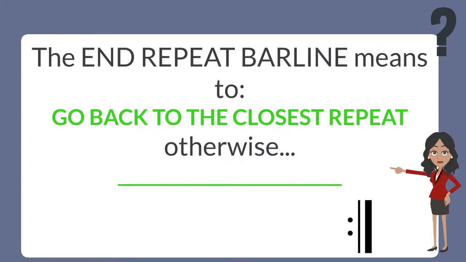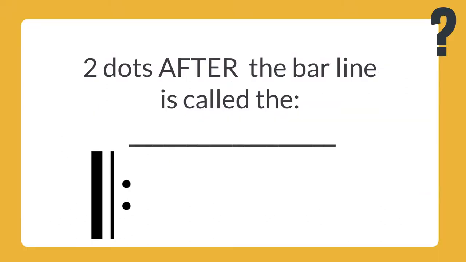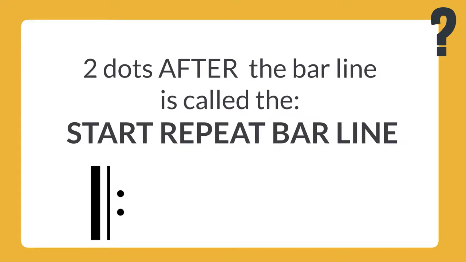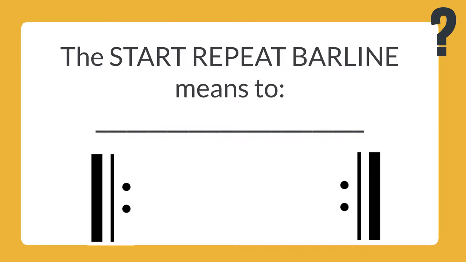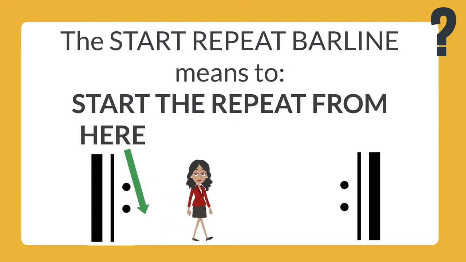Otherwise, if none, go back to the beginning. Two dots after the bar line is called start repeat bar line. The start repeat bar line means to start the repeat from here.